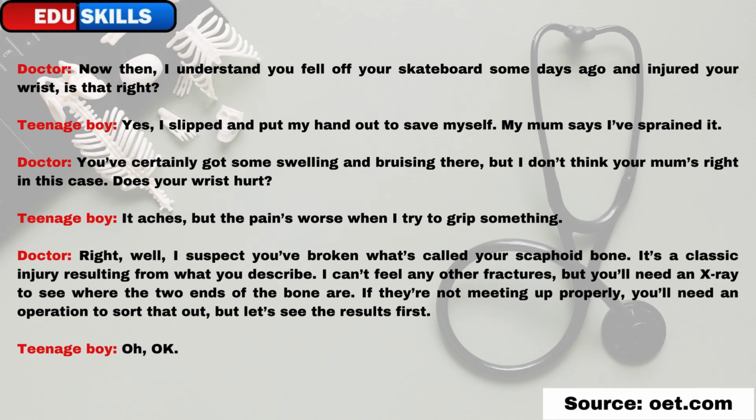Right, well, I suspect you've broken what's called your scaphoid bone. It's a classic injury resulting from what you describe. I can't feel any other fractures. But you'll need an X-ray to see where the two ends of the bone are. If they're not meeting up properly, you'll need an operation to sort that out. But let's see the results first. OK.